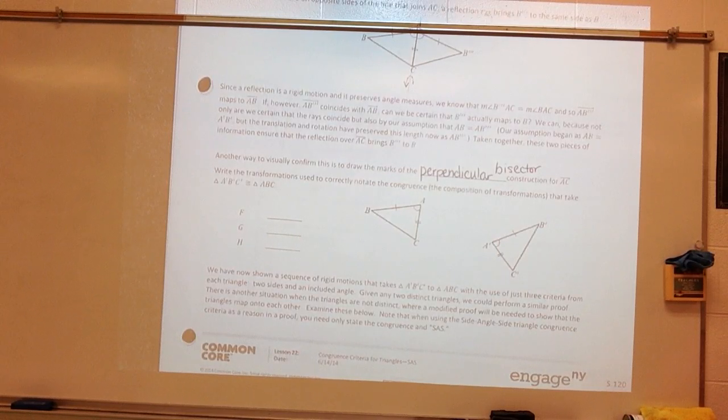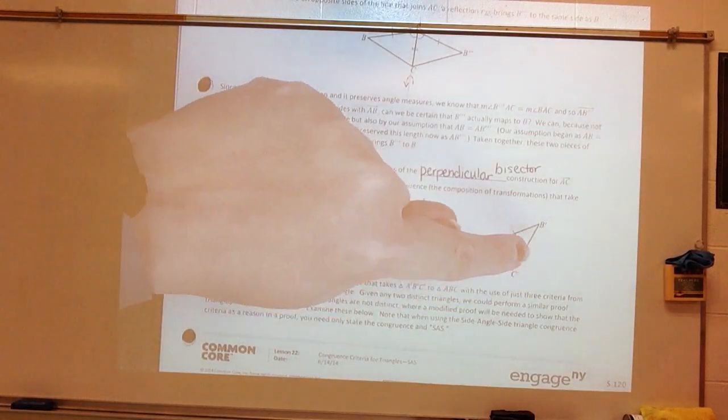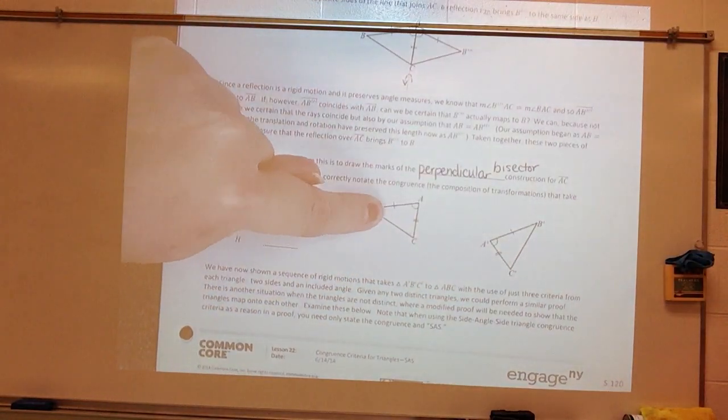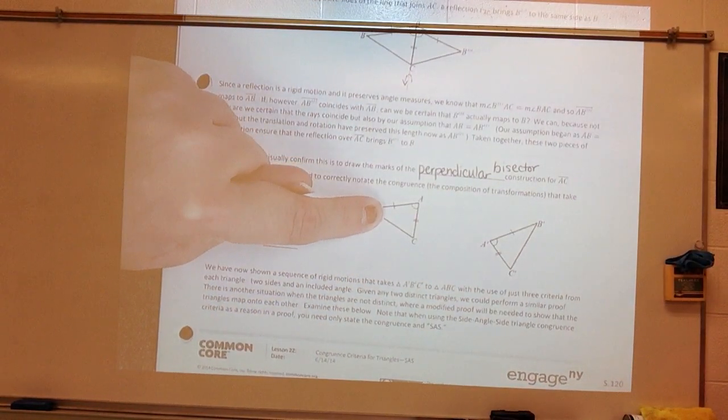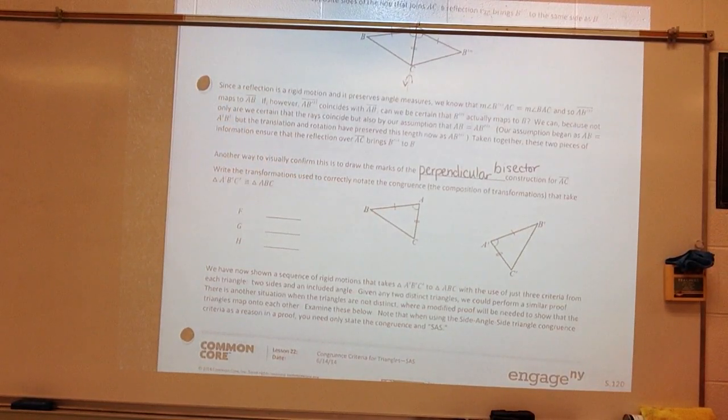Write the transformations used to correctly notate the congruence, the composition of transformations that take this figure back to our original figure. Alright, so here's what it wants to know. What did we do? How did we do this?